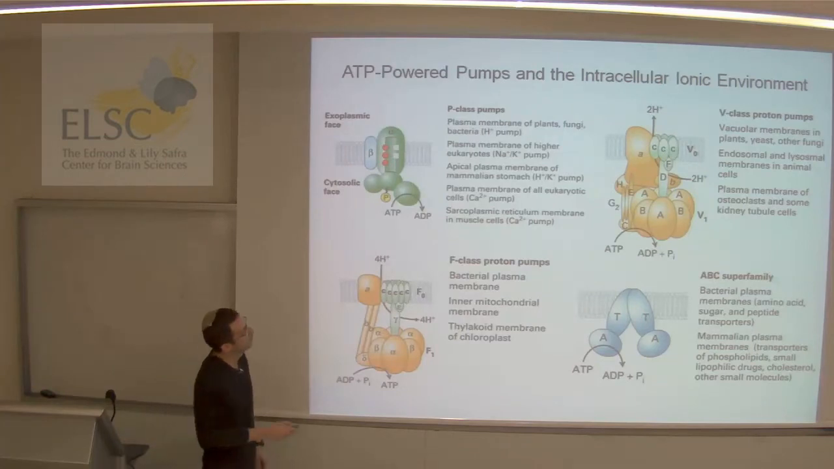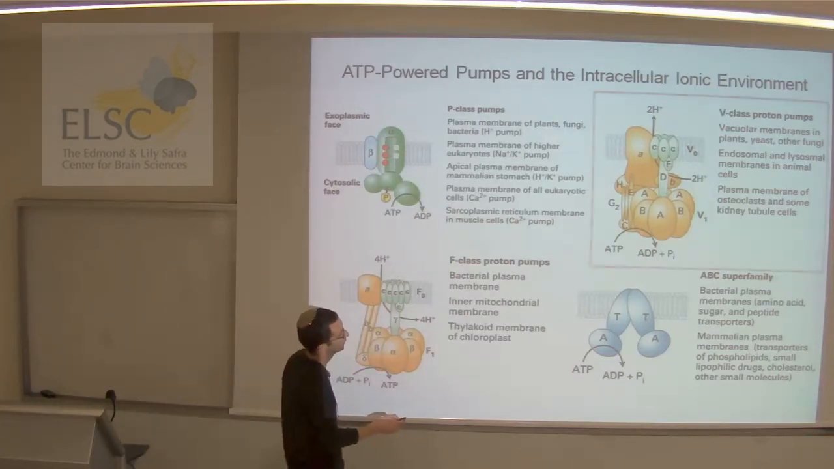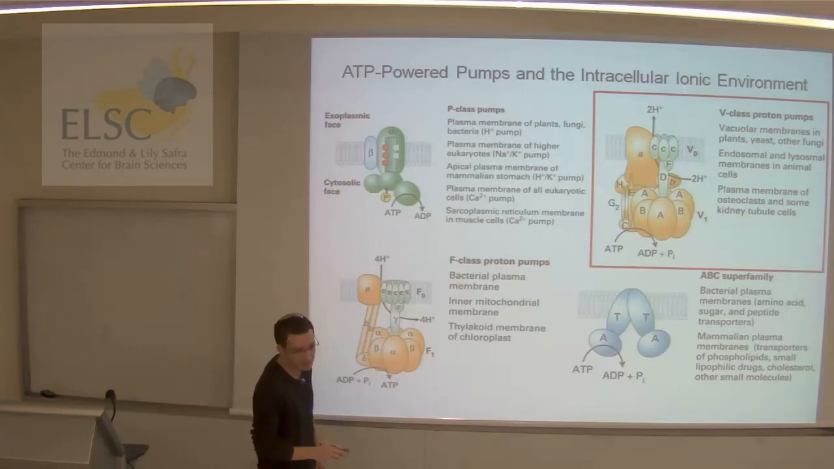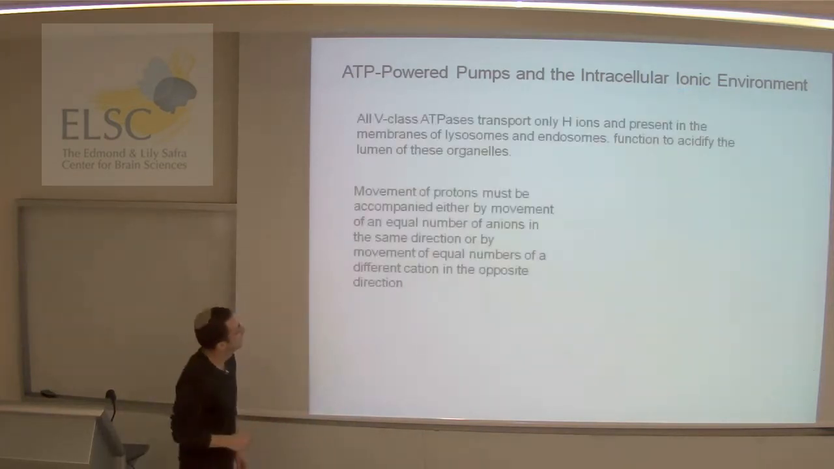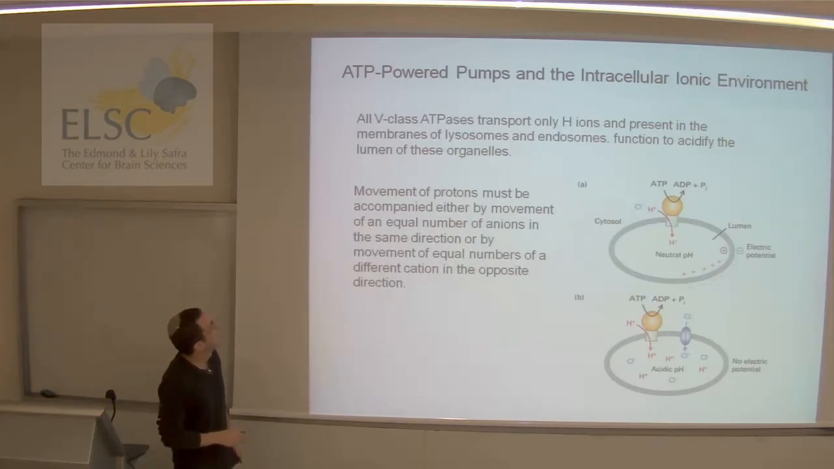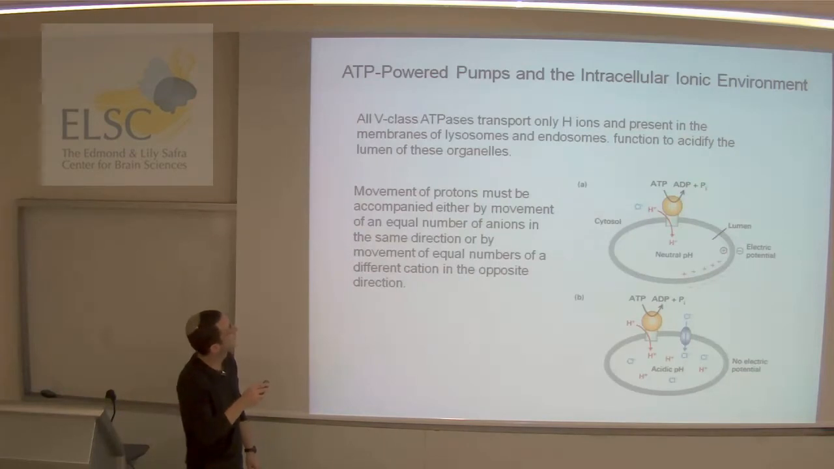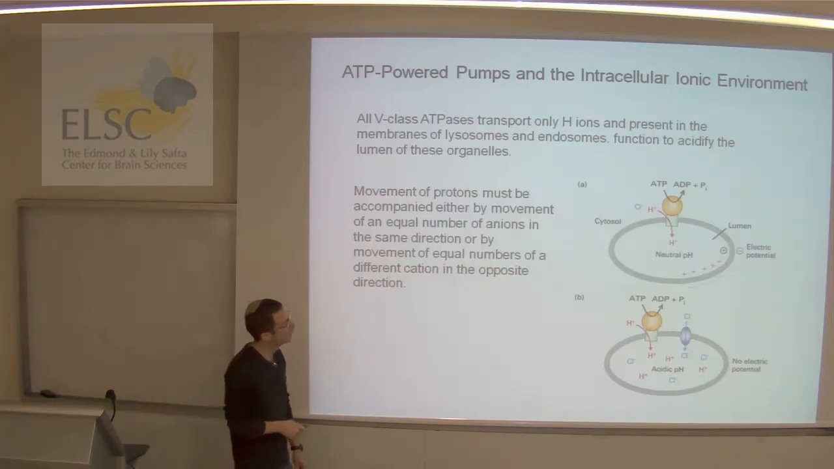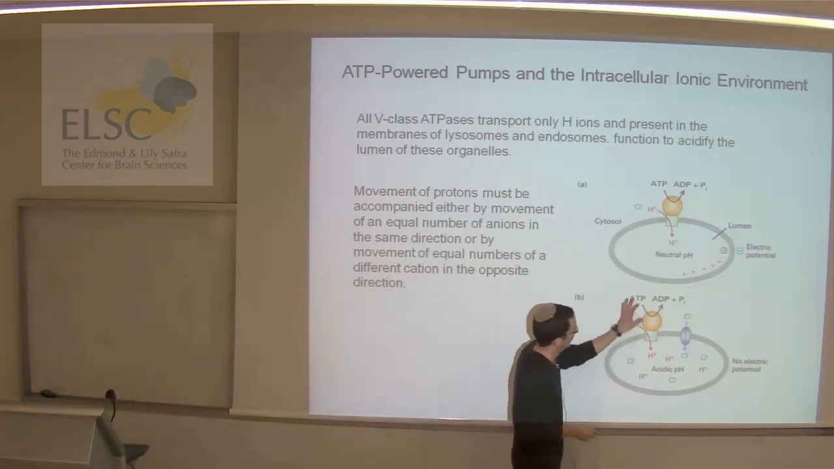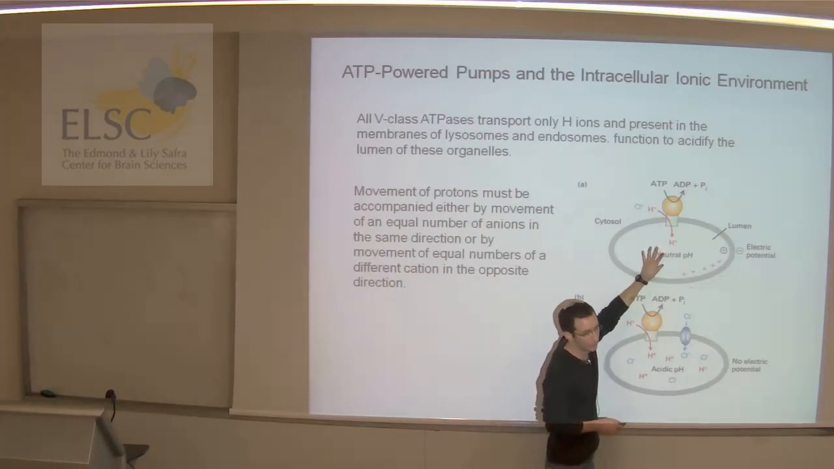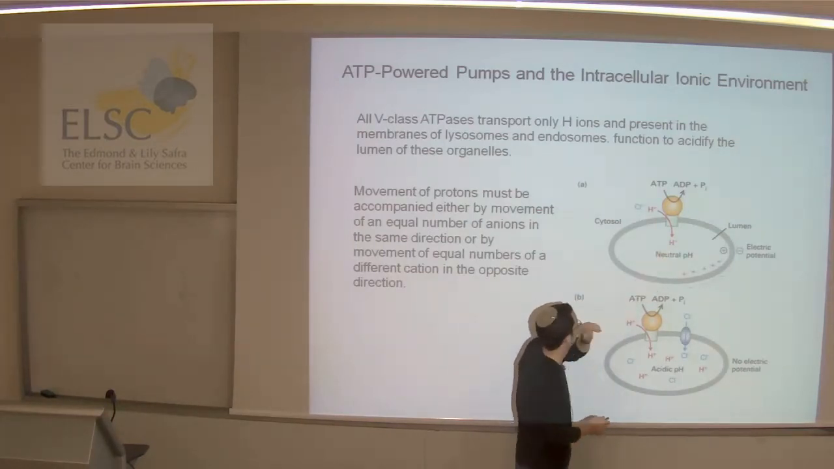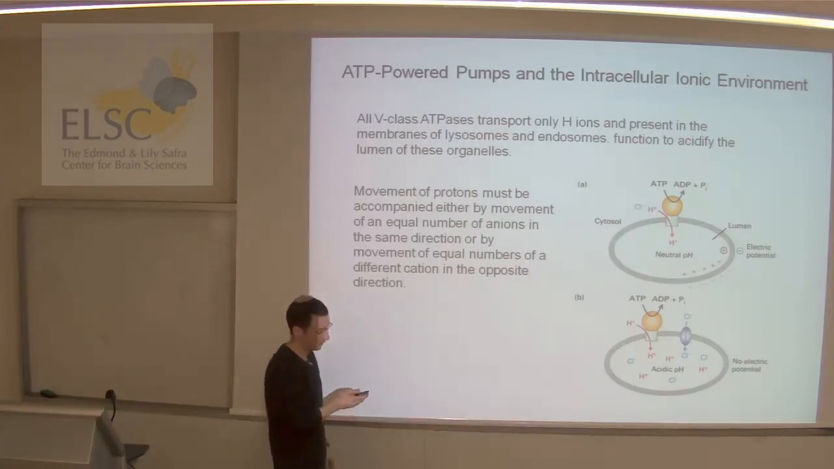For the V-class proton pumps, we will not see the specific operational mechanism, just mention its main role in the cell. These pumps are very common to be found on endosomes and lysosomes, and they use the energy stored in ATP to transport protons into endosomes and lysosomes, and thereby acidify their lumen. More protons in the lumen of the endosome means more acidic pH.